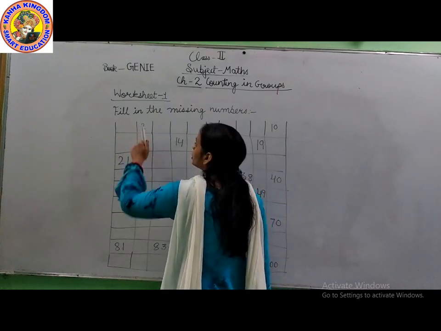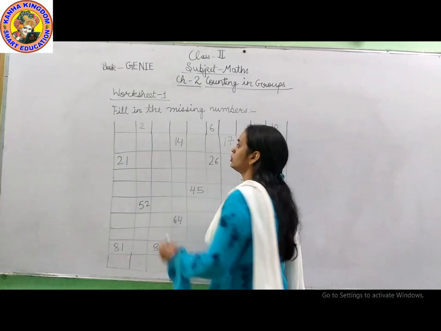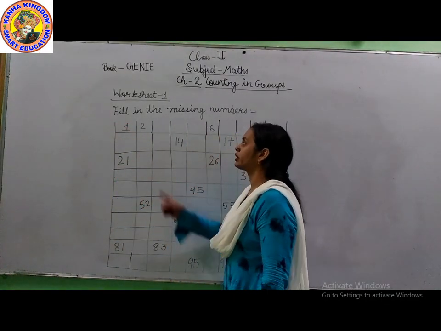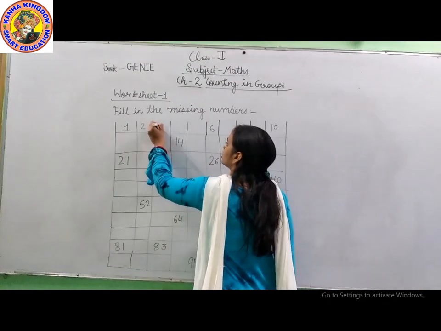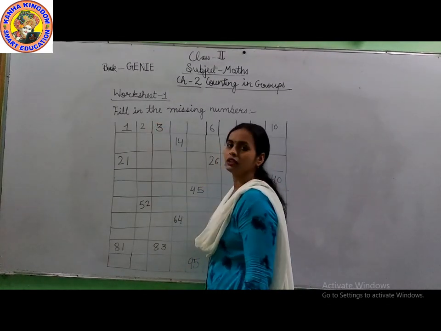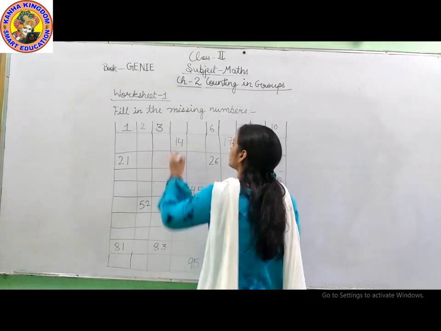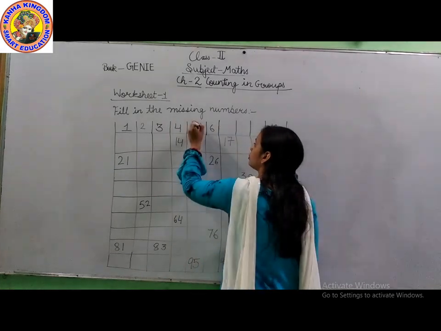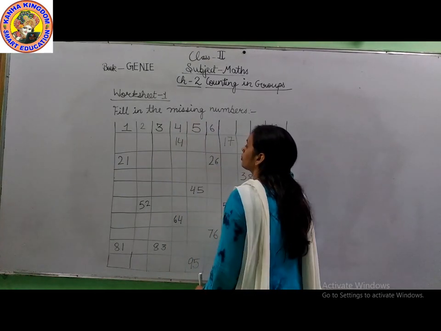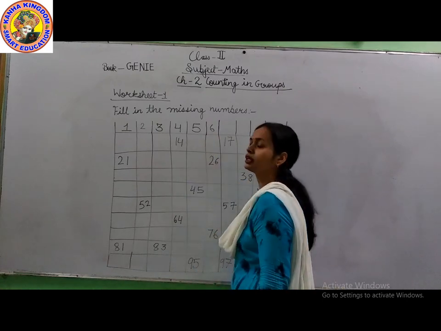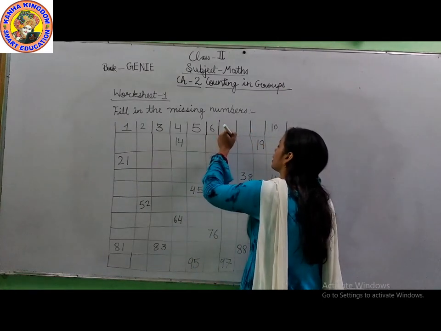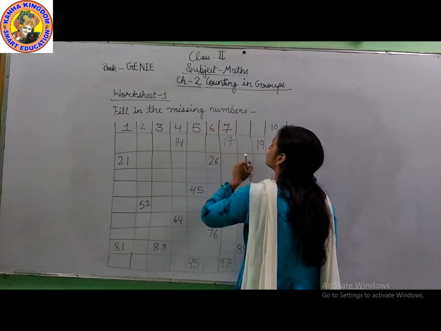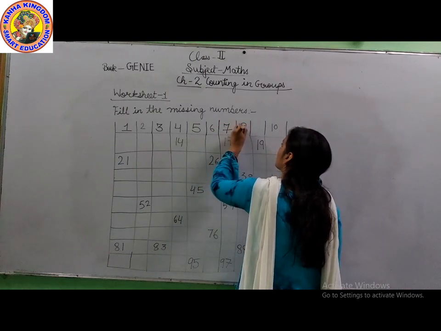So 2. So what comes before 2? 1. So write here 1. Then what comes after 2? 3. Then what comes after 3? 4. What comes after 4? 5. 6 already written here. So in next line, the after number of 6 is 7. 7 after number is 8.